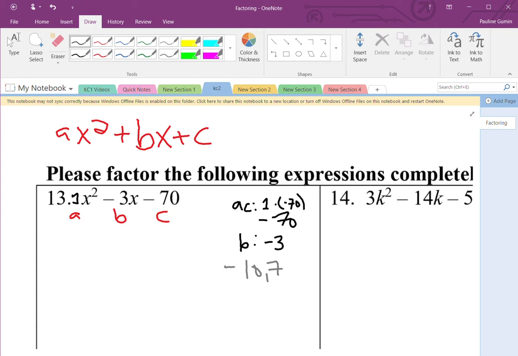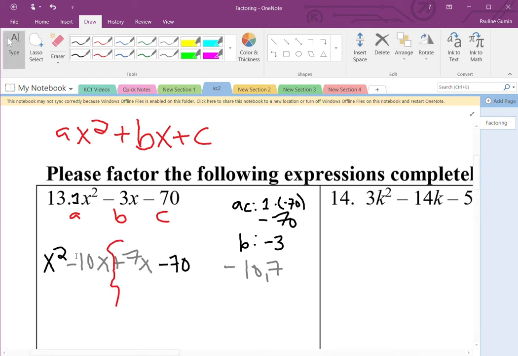Another reason why it's called the AC method is because we keep the A and the C terms. I totally made that up, but that's a good rule. So we have the A term, which is x squared, and we keep the C term, which is negative 70. Instead of the B term, instead of that negative 3, I'm going to use the two numbers that we found, negative 10x and positive 7x. I added x's in the middle because we need to form an x in the middle. All right, perfect.